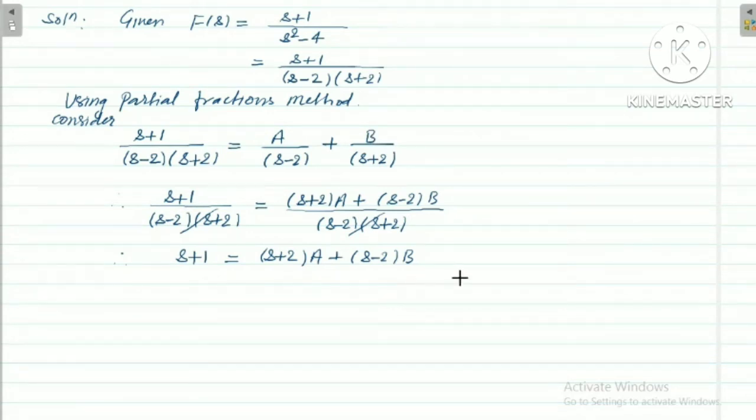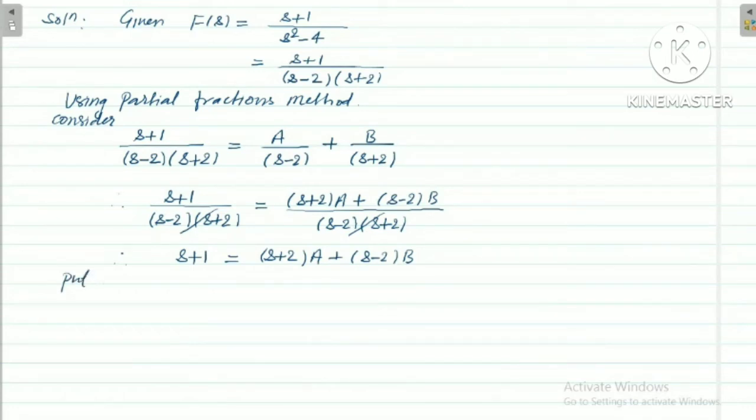Okay, so our job is what? Just determine the constants a and b. For this, if I put s equal to 2, this term will be 0, so from this you can find the value of a. If I put s equal to minus 2, then this term will be 0 and you can determine the value of b.